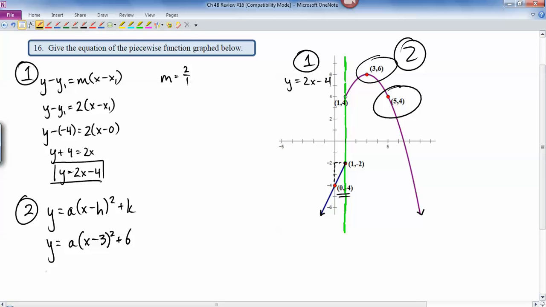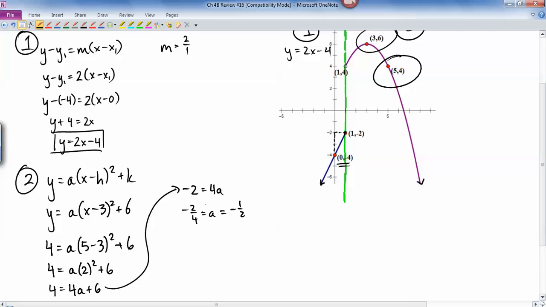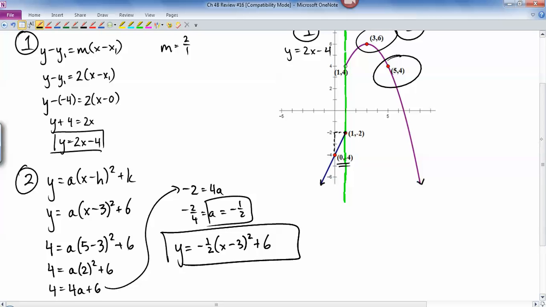If I plug in 4 for y and 5 for x, then I should be able to solve for a. So I get 4 equals a times 2 squared plus 6. So 4 equals 4a plus 6. If I subtract 6, I get negative 2 equals 4a. Then divide by 4, and simplify that a little bit, I get a equals negative a half. So the equation is y equals negative 1/2 times (x minus 3) squared plus 6. That's the equation of the parabola part.